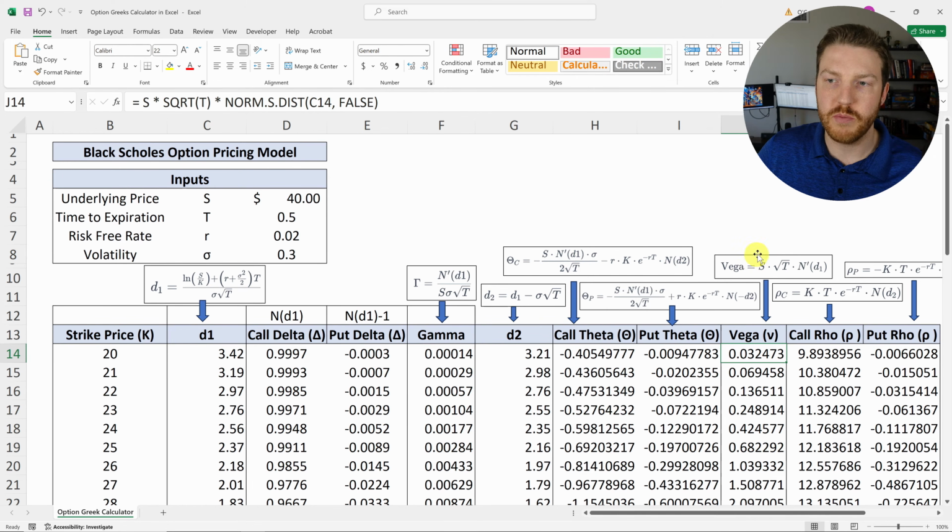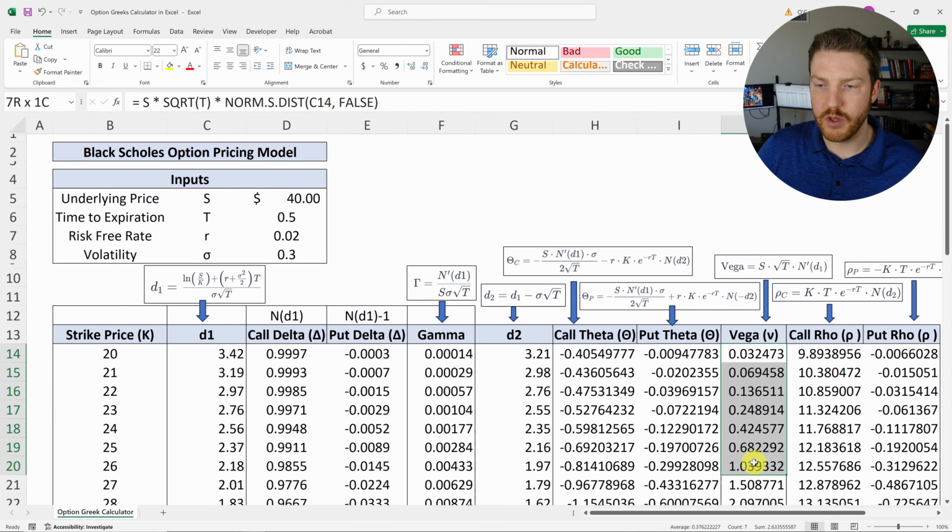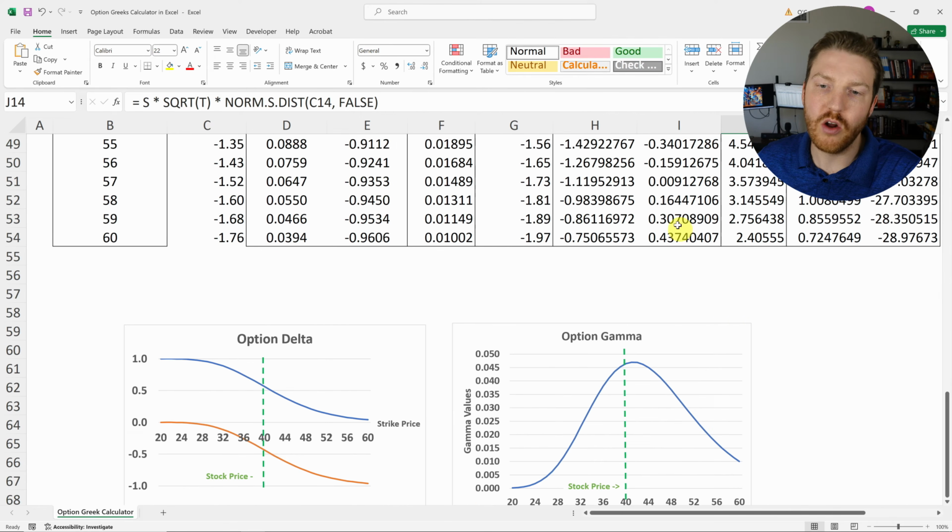So Vega is going to be equal to the underlying stock price multiplied by the square root of T multiplied by the first derivative of N(d1). And we can calculate the first derivative of N(d1) using NORM.S.DIST, and then we'll put the d1 value in there for Z. And then whether or not it's a cumulative distribution, we'll say false. And then we can just shoot that formula all the way down for all the various strike prices. And now we can interpret Vega once we've calculated all of that.